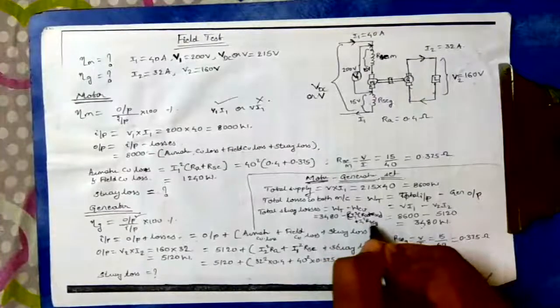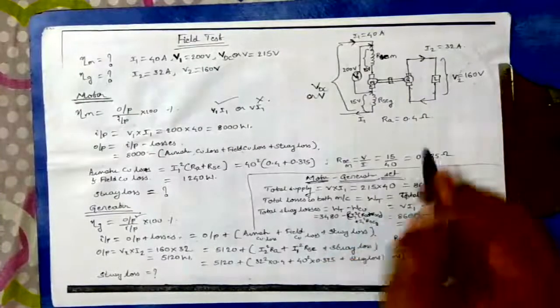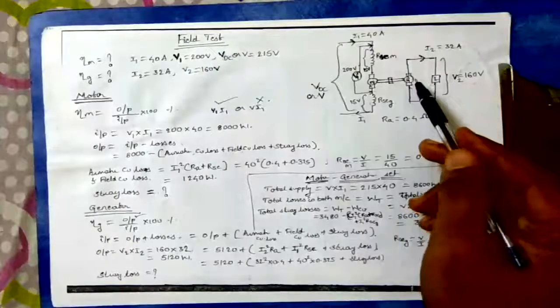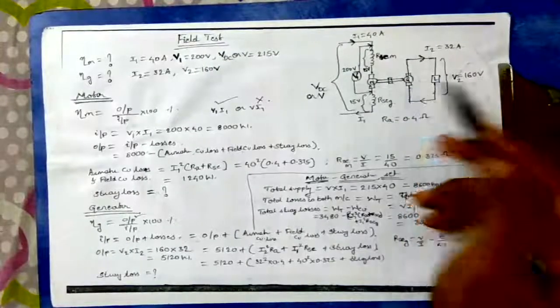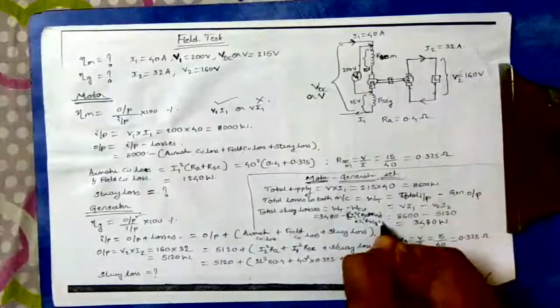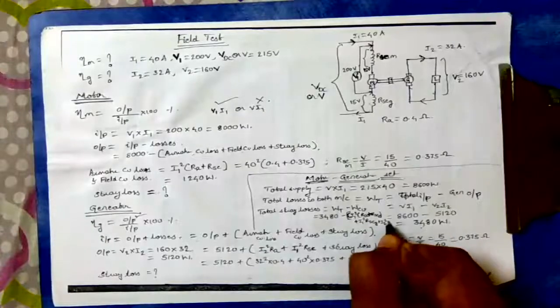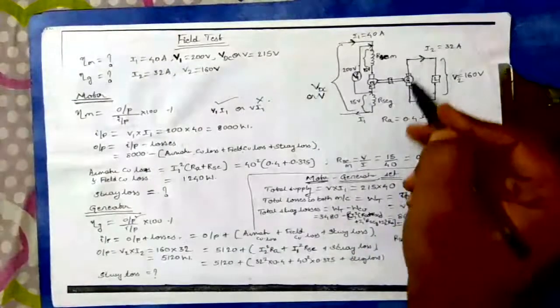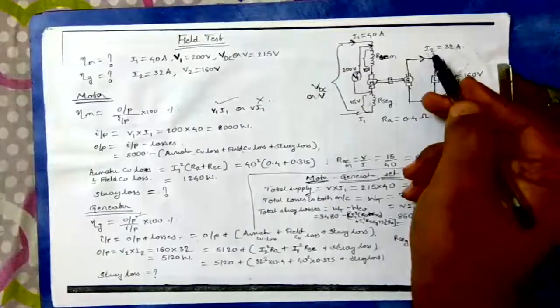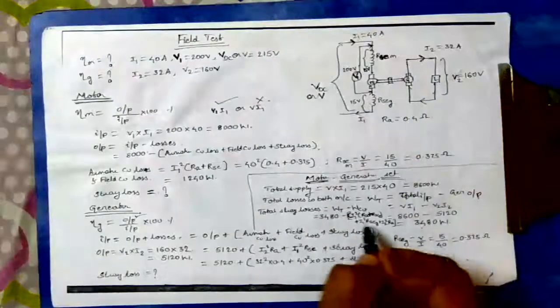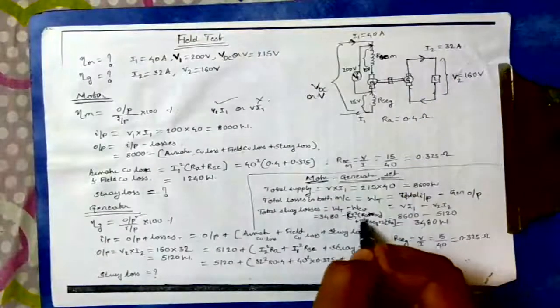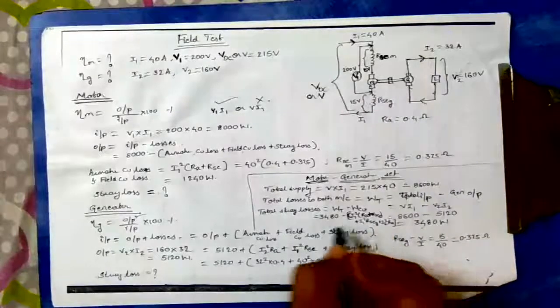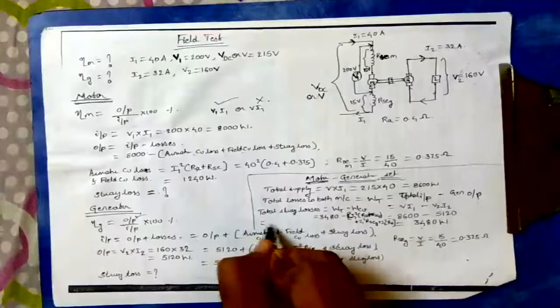Which loss have we not included here? Yes, we have not included the armature copper loss of the generator. So it will be I2 square into RA. RA is of the generator, and I2 is of the generator. So we know all these values. Now we shall substitute them one by one.